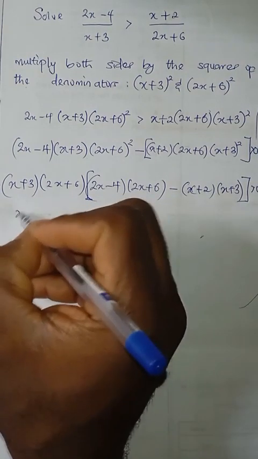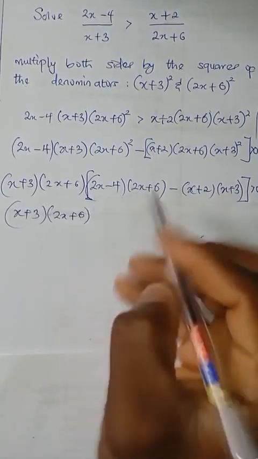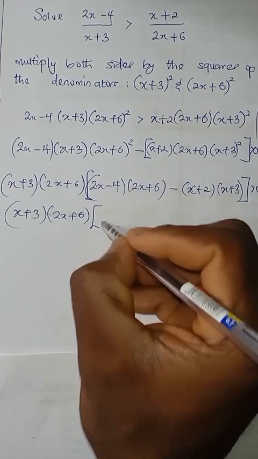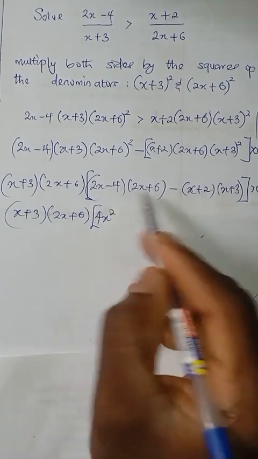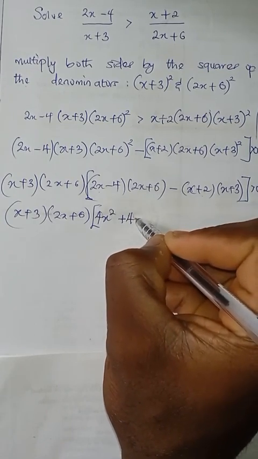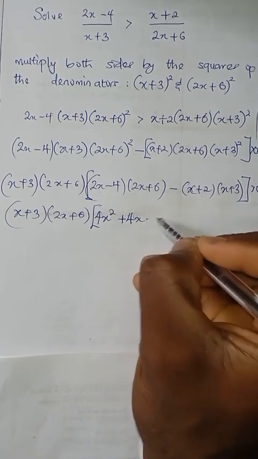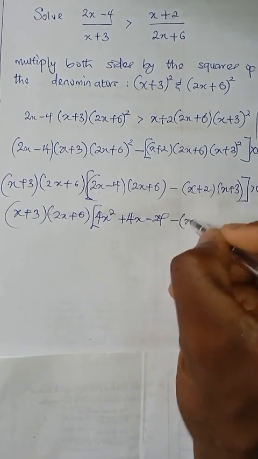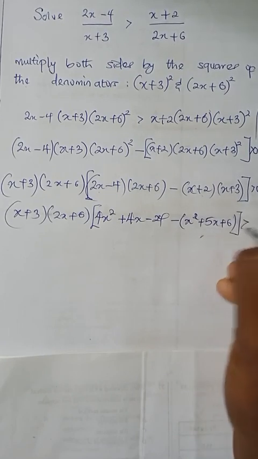So meaning that we have x plus 3, 2x plus 6. If I want to simplify, I'm going to first expand this. I will expand this and expand this, and I'm having 4x squared. This is 12 minus 8, which is positive 4, positive 4x, if I'm not mistaken. On this side I have minus 24, minus on this side I have what? This is x squared plus 5x plus 6, all greater than 0.